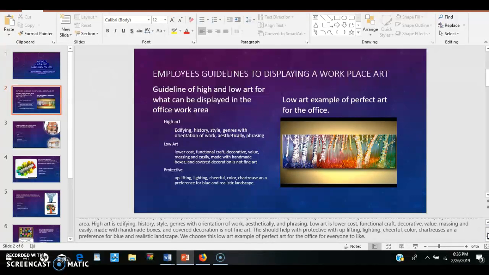High art is identified by history, style, genre, with orientation of the work, symmetrical and phasing. Low art is low cost, functional craft, with decorative value, mass-produced and easy, made with handmade boxes or covered decorations; it is not fine art. This should help with protection with uplifting lighting, cheerful color, characters, and realistic landscaping. When choosing low art as an example, it is perfect art for the office for everyone to like.